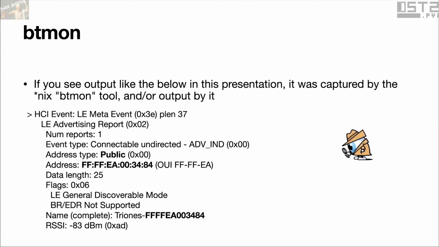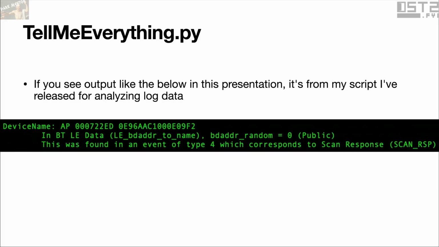Now, when you see output like this in my presentation, you're looking at btmon output. This is one of those Linux tools that can collect log information as well as read it later. If you see something like that in bold, it's saying it's public, so that's going to be a trackable address. In this particular case, it's also telling us it's got a name, and that name happens to be exactly the same as its BD addr. On the other hand, if you see output like this, it's just from one of my scripts that is used to parse the database entries after I post-process all of the information that I get from the Linux command line tools.